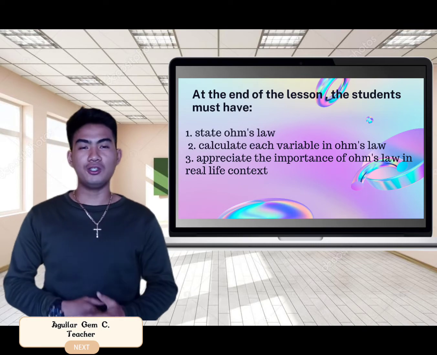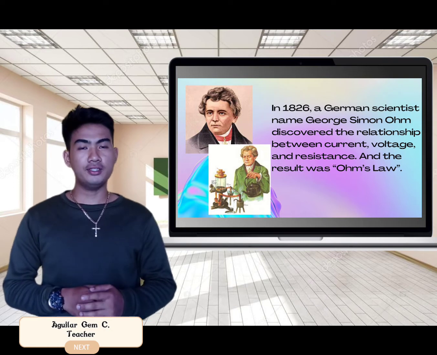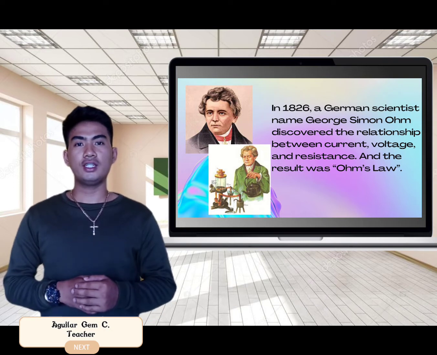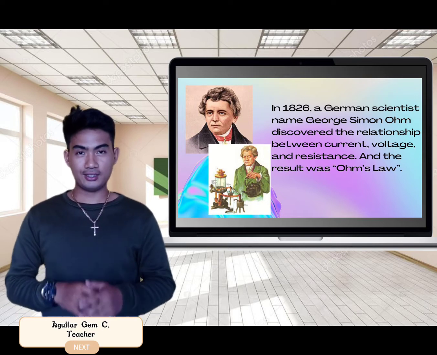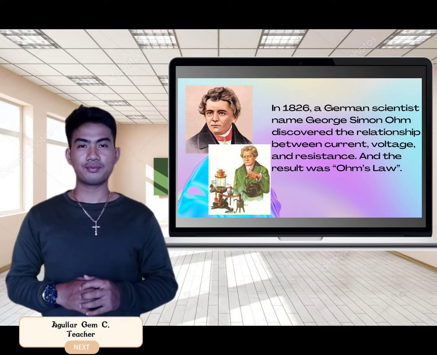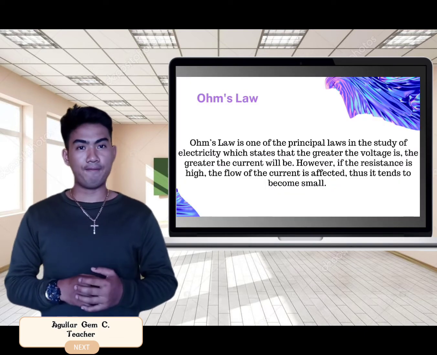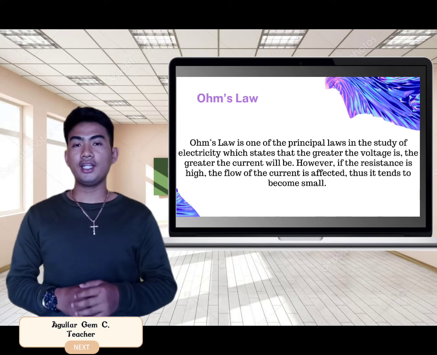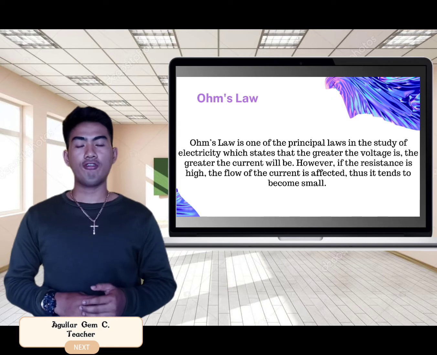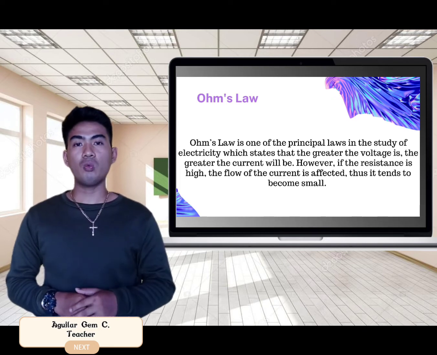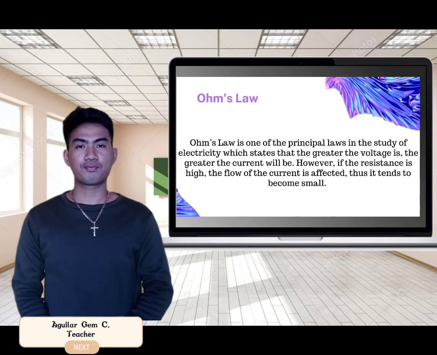So, what is Ohm's law? In 1826, a German scientist named Georg Simon Ohm discovered the relationship between current, voltage, and resistance, and the result was Ohm's law. Ohm's law is one of the principal laws in the study of electricity, which states that the greater the voltage is, the greater the current will be. However, if the resistance is high, the flow of the current is affected. Thus, it tends to become small.